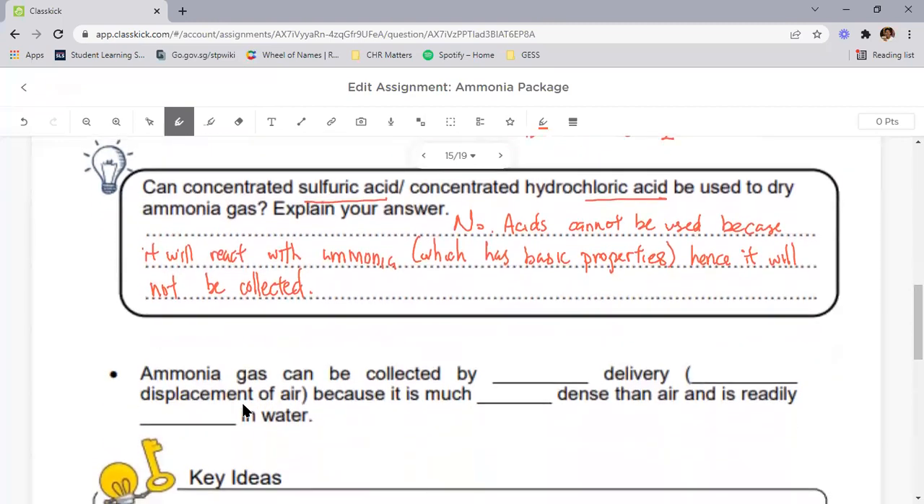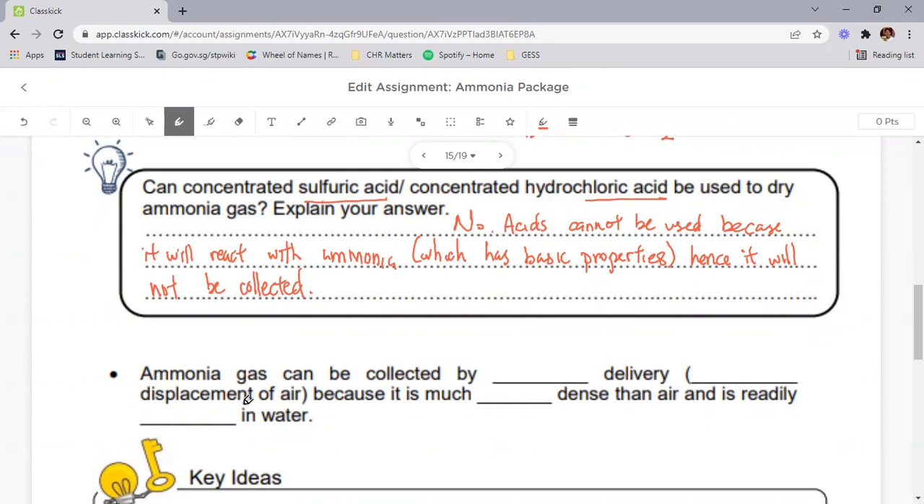So this is something that you must take note of. You can see how the chapters all keep linking up now, especially nearing the end of your season in Sec 4. You need to start to see how the different chapters are linked up. This is something important.